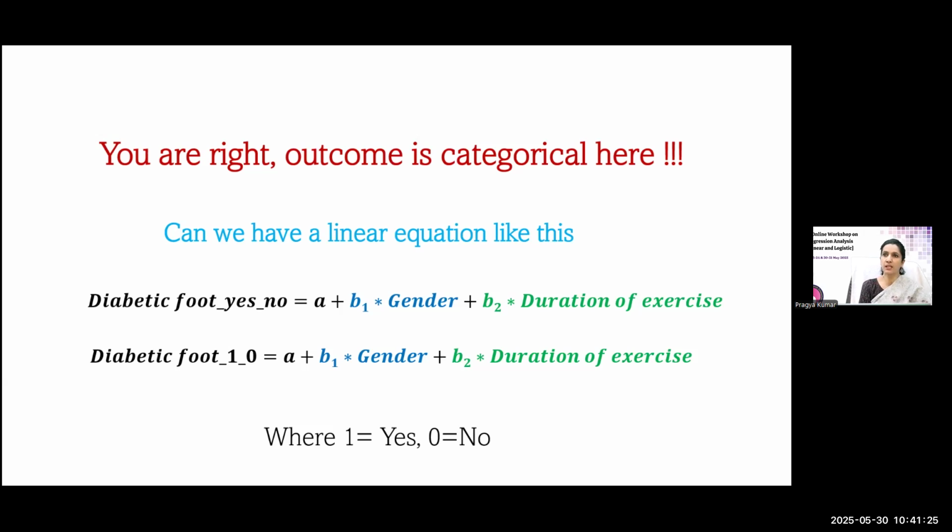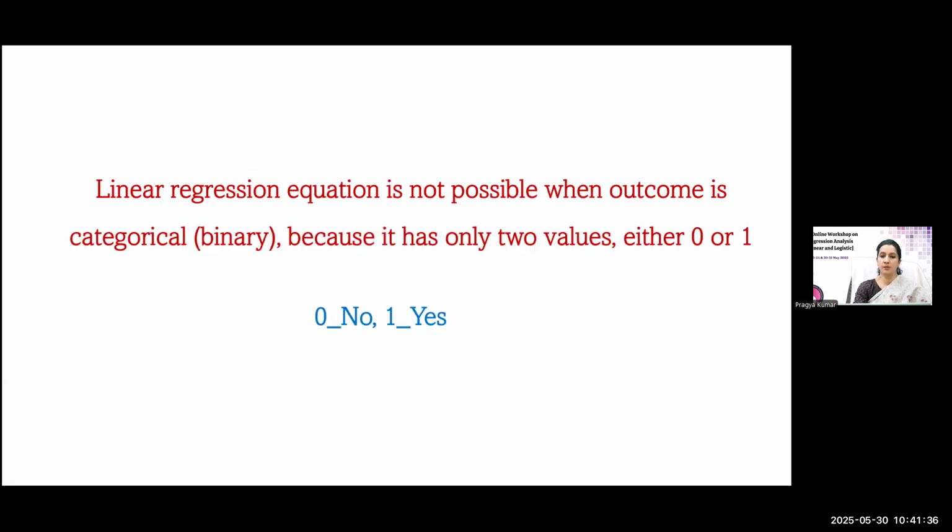Dr. Namrata is writing no. Dr. Priyanka is writing yes. So how can we have a linear equation if you have only two values, 0 and 1? A linear equation is not possible because the outcome here is binary, where it has only two values.